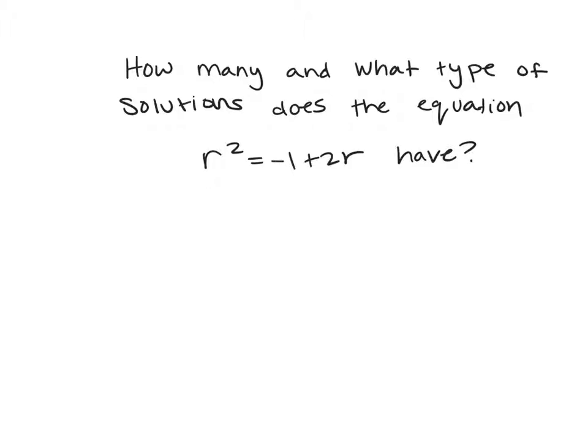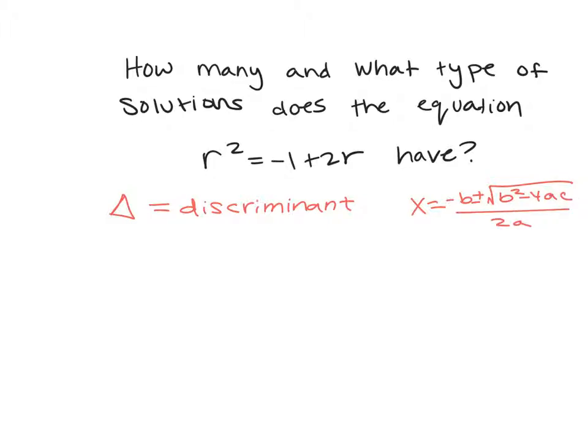This question asks us how many and what type of solutions does an equation have? Anytime we're talking about how many solutions and what kind they are, we're talking about the discriminant, which is the part in the quadratic formula that is under the square root. So it is this part right here. So it's b squared minus 4ac.